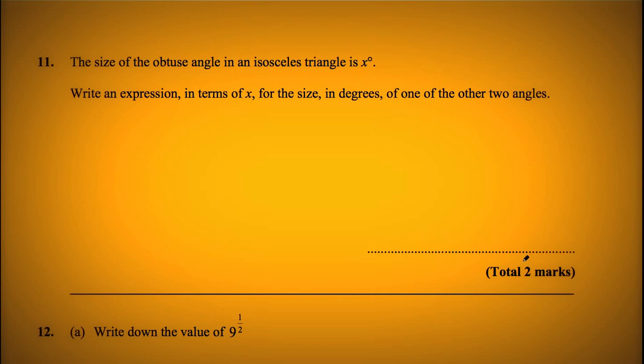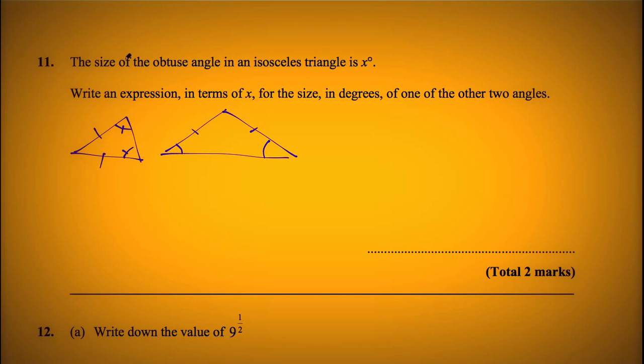Question 11. This is a difficult one to visualize. The size of the obtuse angle in an isosceles triangle is x degrees. Write an expression in terms of x for the size in degrees of one of the other 2 angles. Now, if we're thinking isosceles triangle, you might think like that, where these are equal, and it could also be like that, again where these are equal.